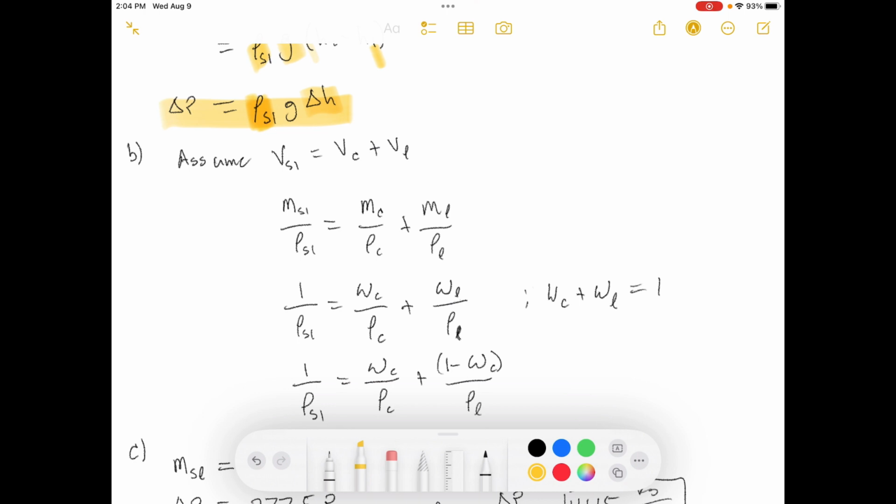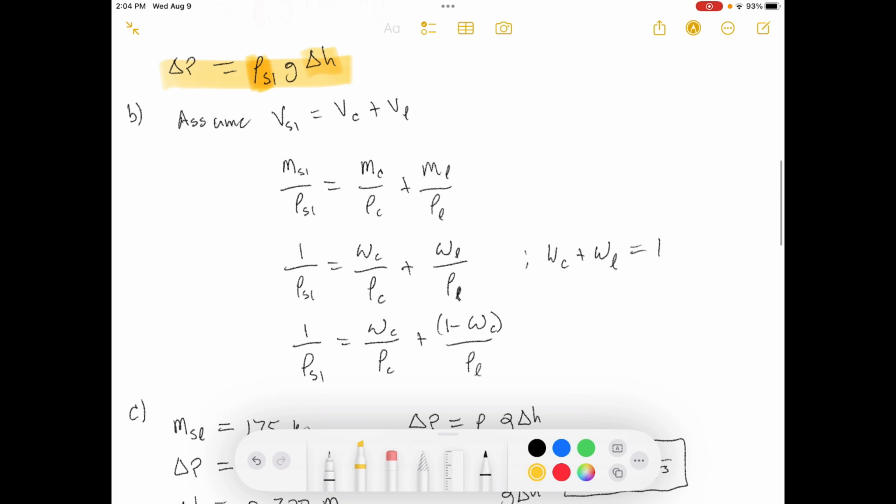Part B: validate the following expression relating the overall slurry density to the liquid and solid crystal densities and the mass fraction of crystals in the slurry. So it's telling us to validate this equation, and to insert units for all variables as a suggestion.